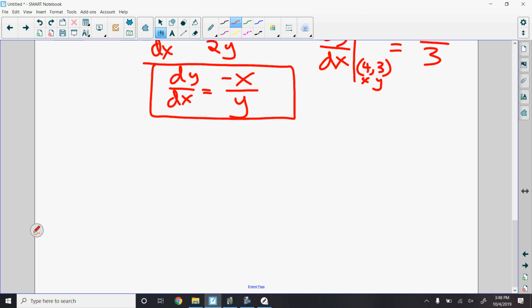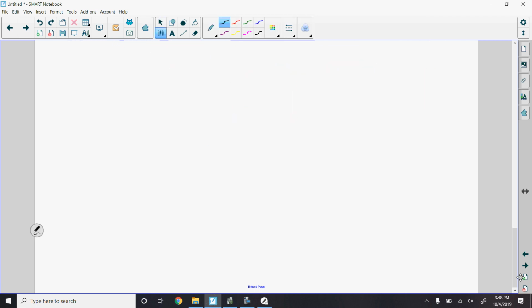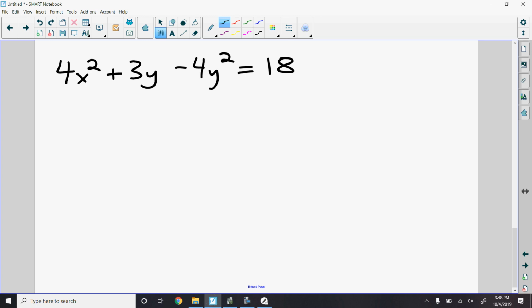Let's take a look at a couple more examples. Sometimes with these things we can recognize the shapes of, sometimes what the curve looks like. Sometimes we can't. Okay, here's another example. So I have an equation here that says 4x squared plus 3y minus 4y squared equals 18. Again, my goal here is to find dy dx.